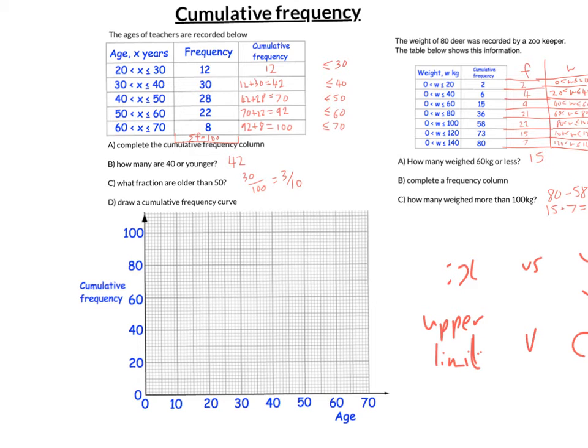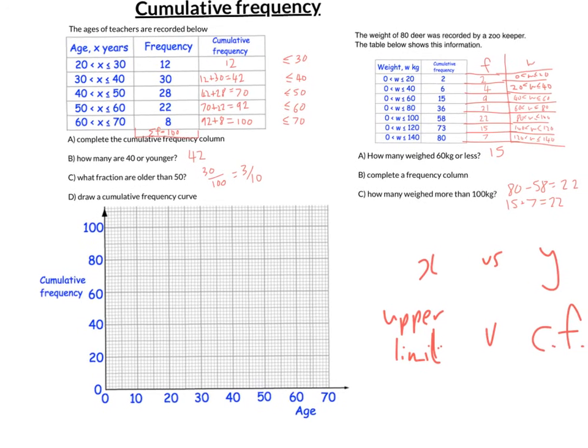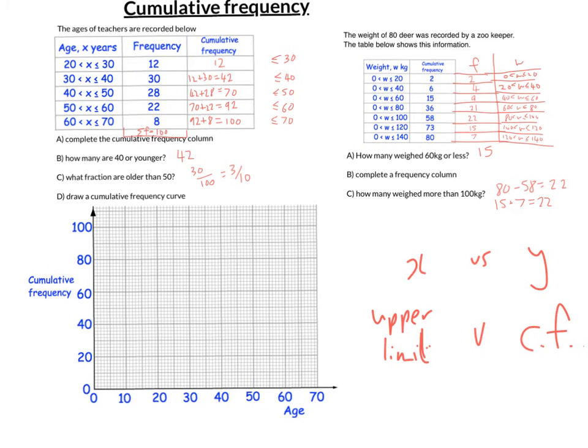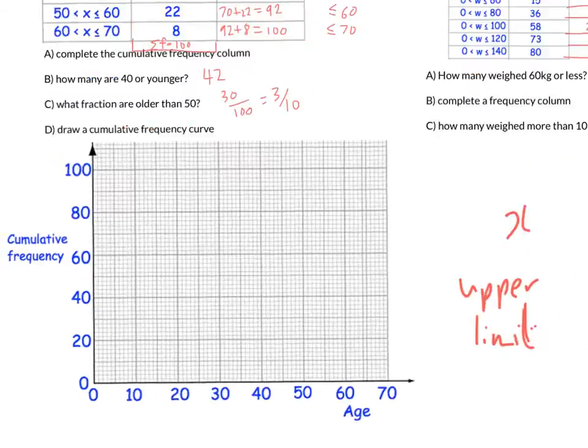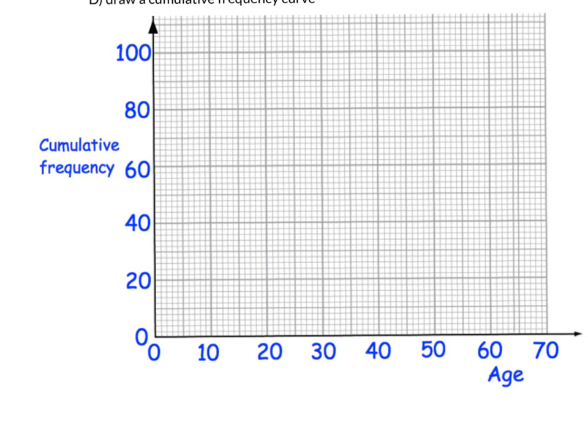Okay, so let's start plotting the points. As I say over on the right hand side, when we plot the points, we're plotting the upper limit versus the cumulative frequency. So the first group is this group here. The upper limit is 30 and the cumulative frequency is 12. So we're going to go 30 across and 12 up. And that gives us there. That's the best I can do.